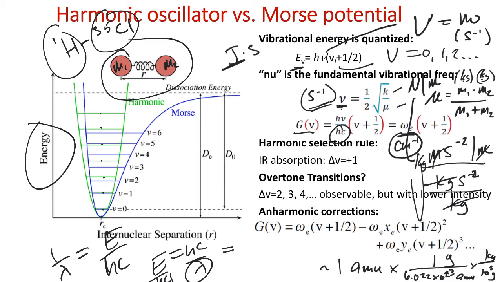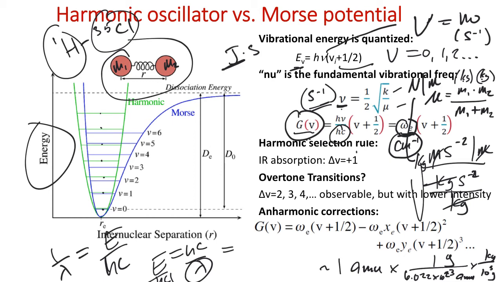So this gives you a relationship between the vibrational energy, in terms of the vibrational frequency in wave numbers, and the vibrational quantum number v. What this equation is saying is that your vibrational energy in wave numbers is equal to the harmonic frequency, in inverse seconds or inverse centimeters, times v plus a half still.